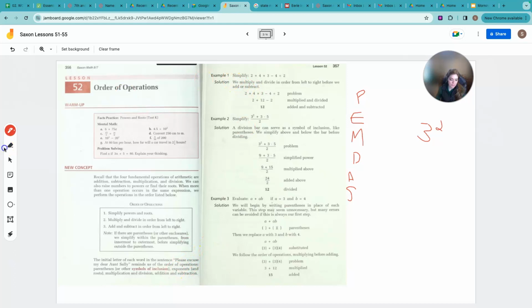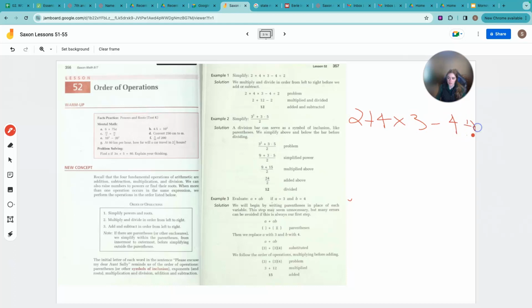So let's take a look at this. We have example 1. It says simplify. We've got this list of numbers. Since you are in fact using a calculator at this point, order of operations is really important because if you don't put it in correctly, the calculator can get it wrong. So we have: simplify 2 plus 4 times 3 minus 4 divided by 2.